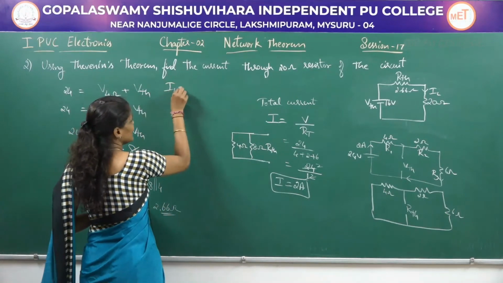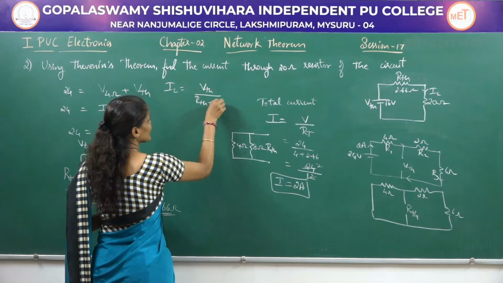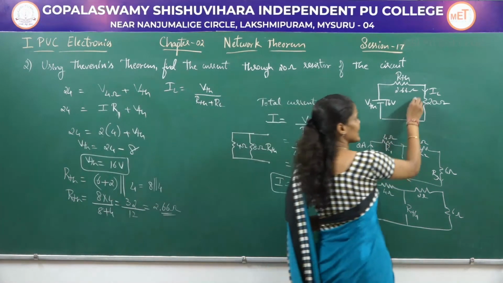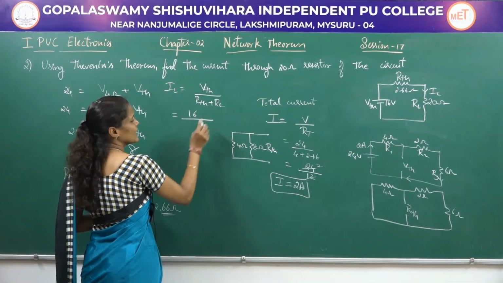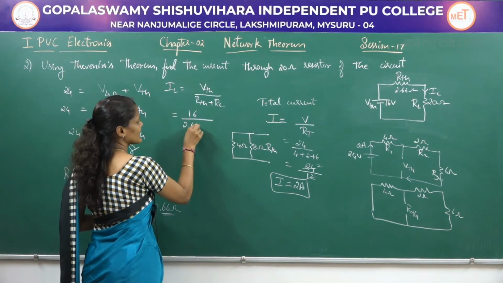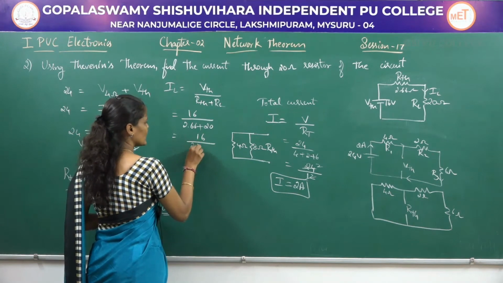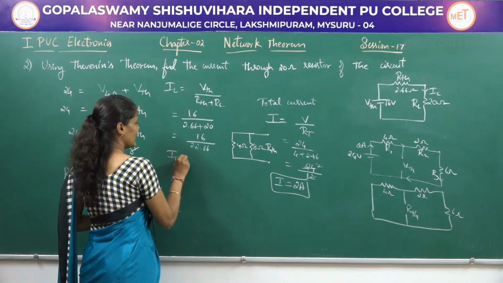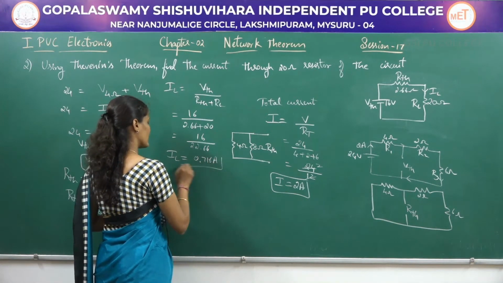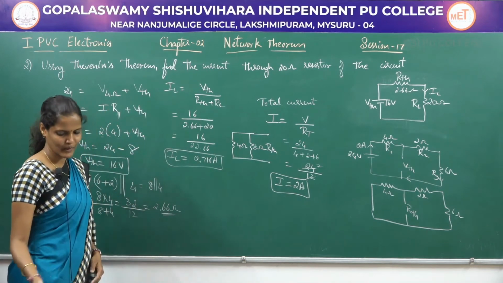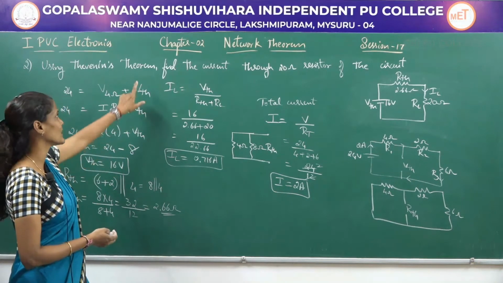So now IL is equal to VThevenin divided by RThevenin plus RL, where RL is nothing but 20 ohms. So VThevenin is 16 divided by RThevenin is 2.66 plus RL value is equal to 20. So 16 divided by 22.66. So IL is equal to 0.716 amps. So IL for this particular problem is 0.716 amps. That is what we have to find out in this particular problem.